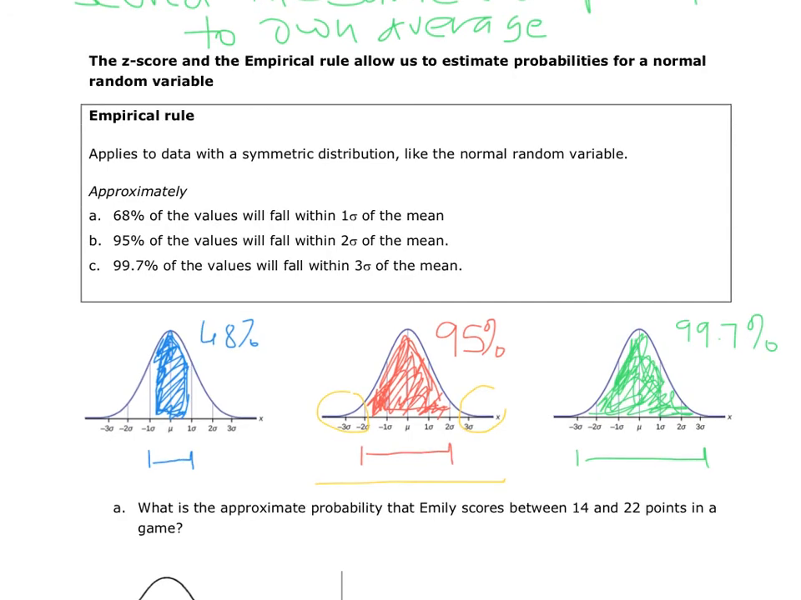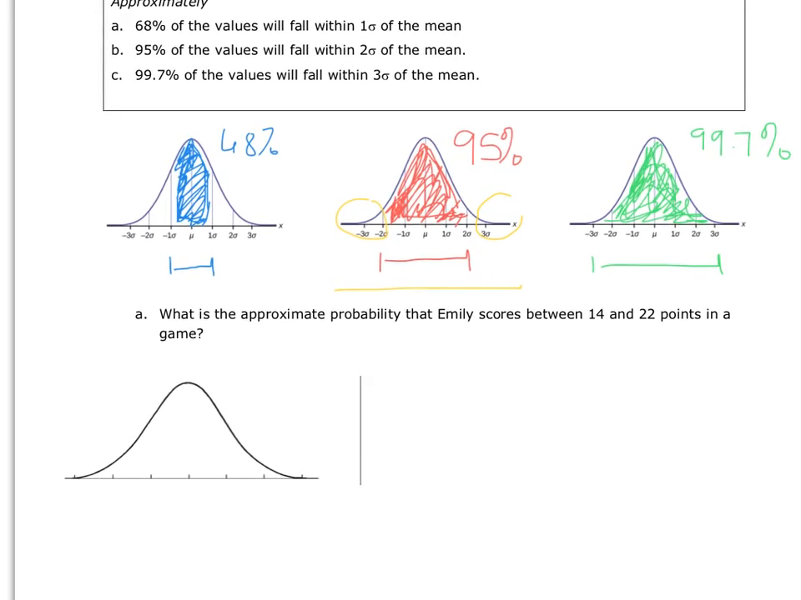Now let's use that empirical rule to estimate some probabilities. What is the approximate probability that Emily scores between 14 and 22 points in a game?